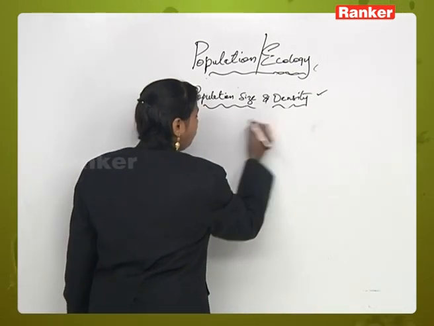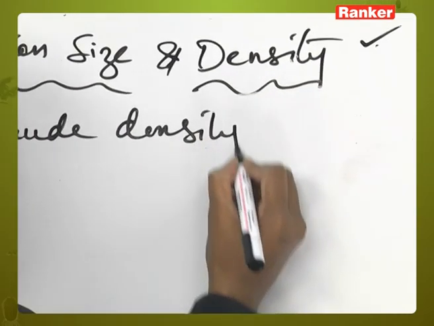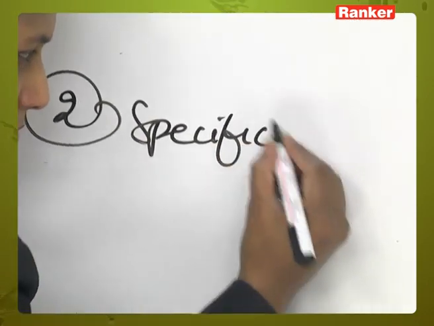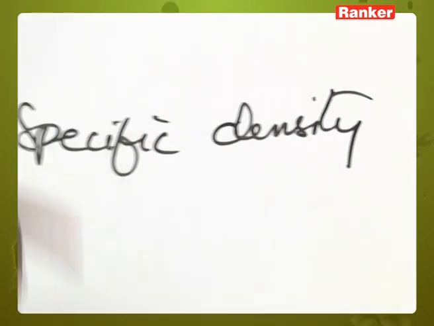Population density is of two types: crude density, and second one is specific density. First one is crude density and second one is specific density.